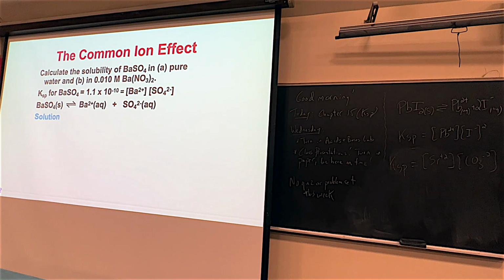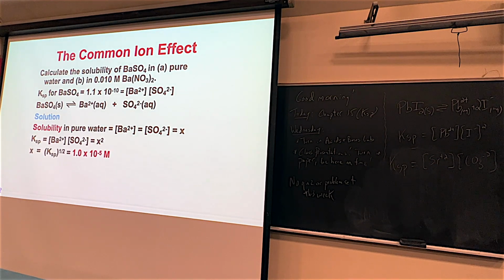Okay, so this first part is we want to solve for that X I was battling about earlier, all right? You want to find the solubility in pure water. And we saw earlier that solubility is equal to barium and the sulfate, because 1 mole BaSO4 makes 1 mole of barium and 1 sulfate. So we really want to solve for that solubility, that X number. And so X times X equals KSP, or X squared equals KSP. So if you want to solve for the solubility, you would take the square root of KSP. So in this case, the solubility, 1.0 times 10 to the minus 5.